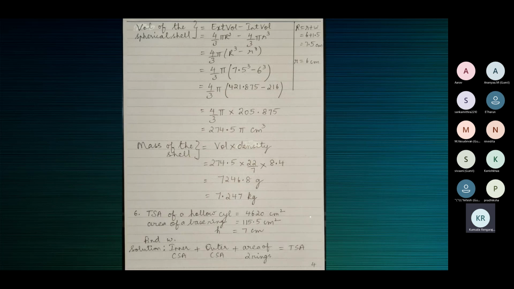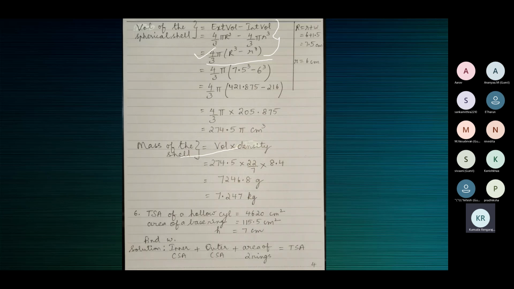And yeah, it's just substituting in the formula. The volume of the spherical shell is external volume. And you can write the formula straight away, 4 by 3. You don't have to write all this. You can write this straight away. Substitute the values and yeah.